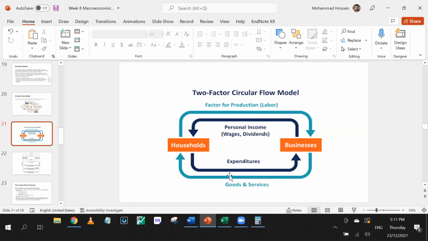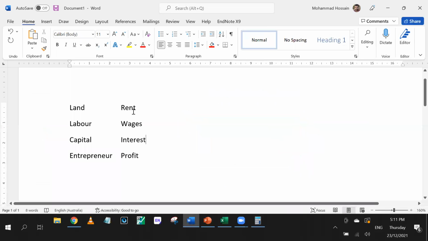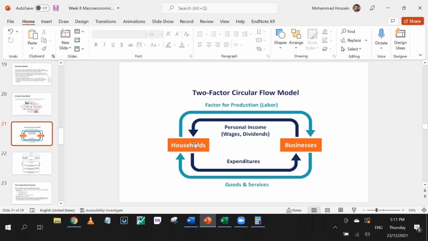So business is offering them goods and services, and the household is using the money. Rent, wages, interest, profit, they're all money. See that, all is money. So they're using the money they receive from business, giving it back to the business. And what they're enjoying? Goods and services. Make sense, guys? This is what we call the circular flow. This is how the economy works.